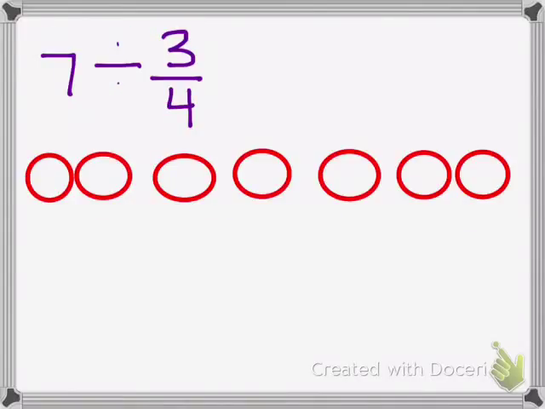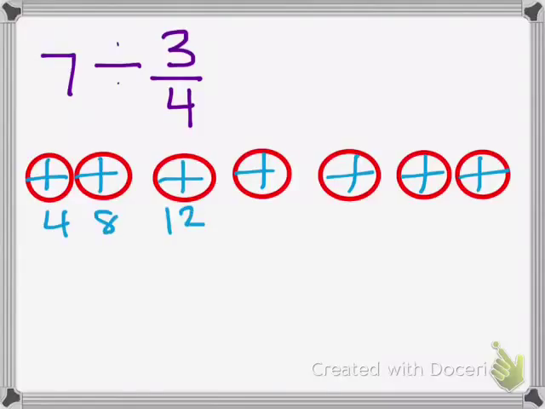In this example, we are taking 7 and we're dividing it into 3/4. When I divide my 7 wholes into fourths, what's going to happen is I'm going to get 4, 8, 12, 16, 20, 24, 28 pieces. But not all of those pieces are what I want.